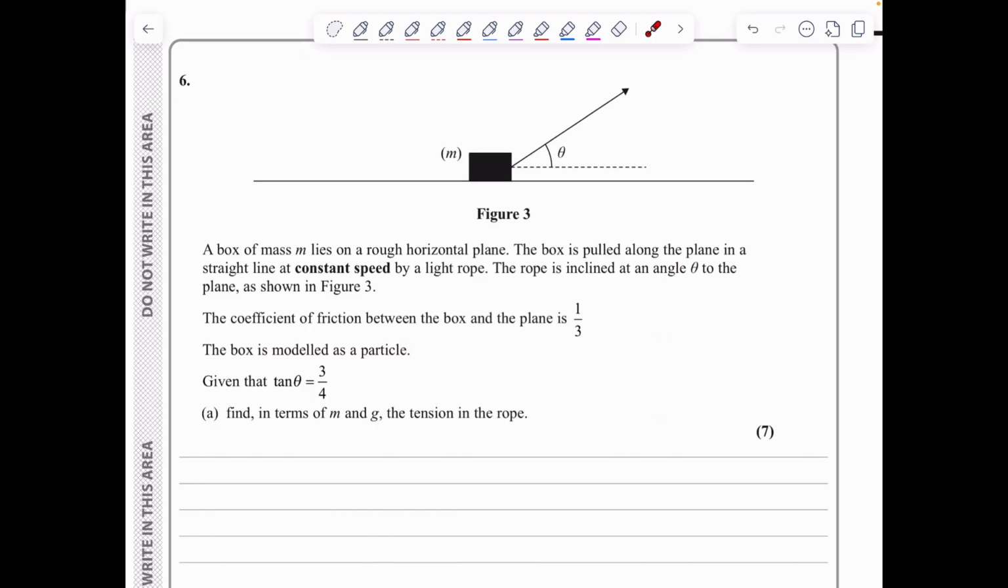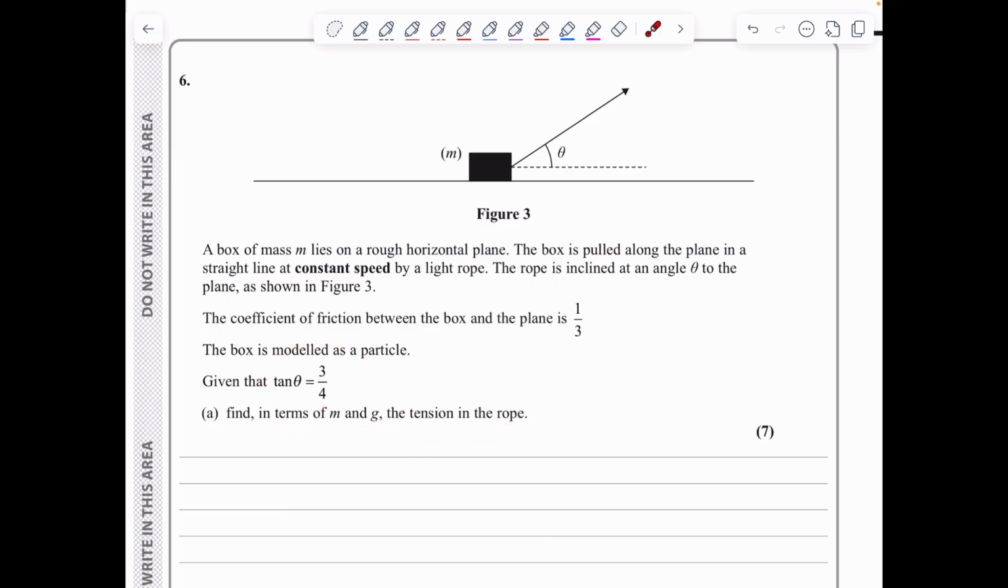In question 6, we've got a box of mass m lying on a rough horizontal plane. Now the box is pulled along the plane in a straight line at constant speed by a light rope. This rope is inclined at an angle theta to the plane as shown in the figure here. Now the coefficient of friction between the box and the plane is 1/3. We are modeling the box as a particle, and we are told that tan theta is 3/4, and we need to find in terms of m and g the tension in the rope.